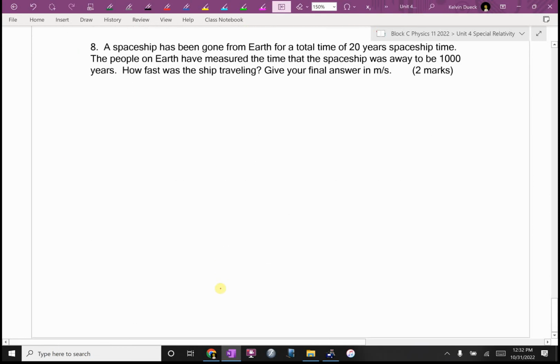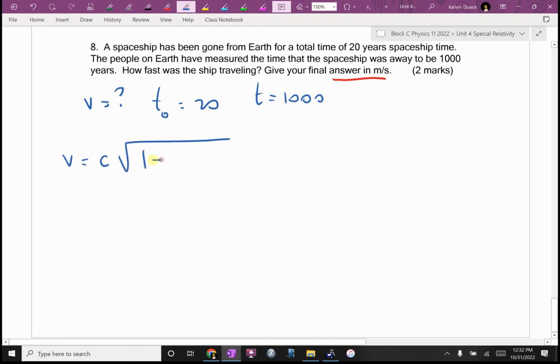Number 7 was in as a percentage of C. Number 8 wants the answer in meters per second. Hollis, how will I do that? Easy peasy. V equals question mark. They must have given me T0, 20. They must have given me T, 1,000 years. V is going to be C times the square root of 1 minus T0 over T all squared.